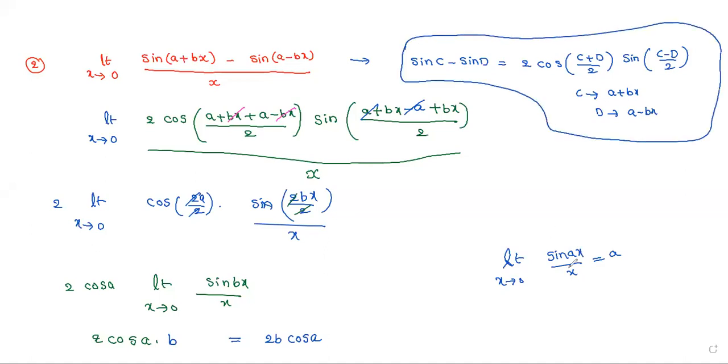Okay, this is the formula: sin ax by x equal to a, sin bx by x equal to b, so 2b cos a. Next: limit x tends to a, (x sin a minus a sin x) by (x minus a). The denominator is x minus a.